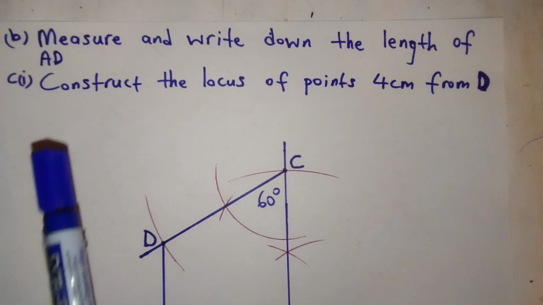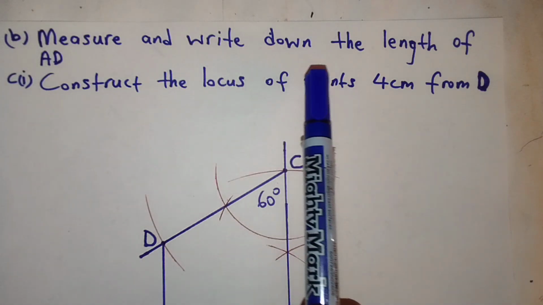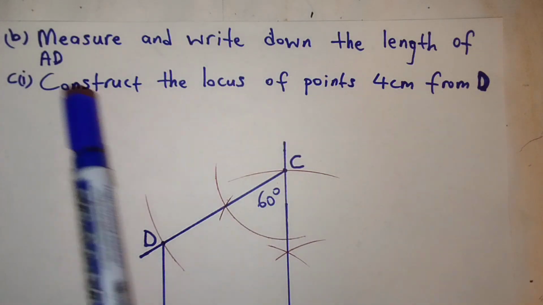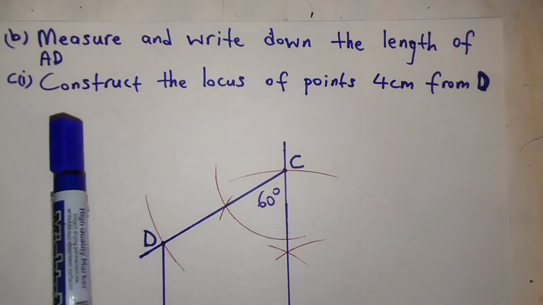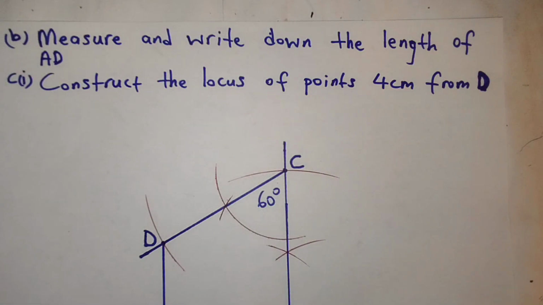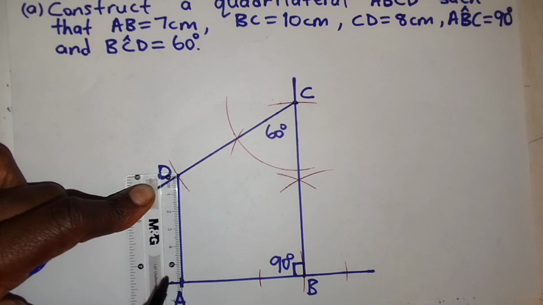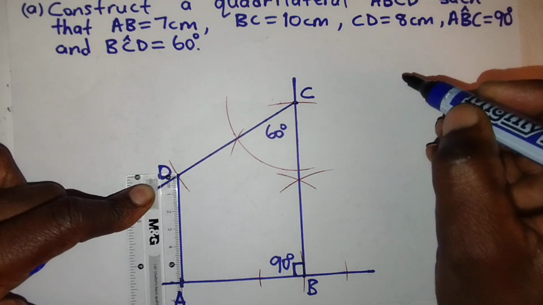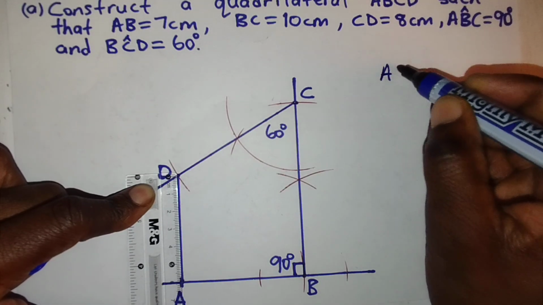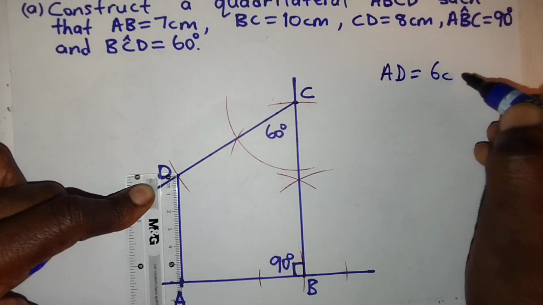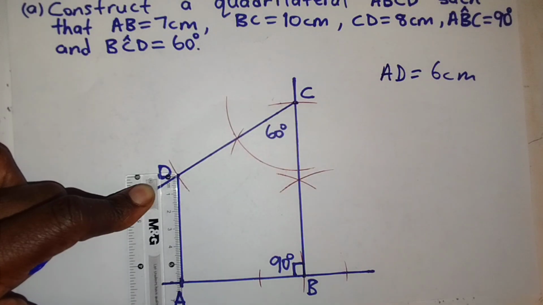Now we want to measure and write down the length of AD and also construct the locus of points 4 centimeters from D. So using our ruler, we can see that AD is 6 centimeters. You can see this is a 5 centimeter mark. This one is 6. So AD equals 6 centimeters in length.